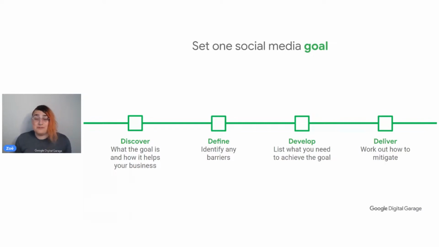And then we can deliver, which is work out how to mitigate the barriers that we identified. Maybe it's that our business name isn't very memorable. Well, we can change the name we trade under. We can have a bit of a rebrand, or we can put it in our social media handle. If I had a company that was called Zoe Incorporated and I sold biscuits, it isn't very clear from the name Zoe Incorporated that I sell biscuits. But maybe my Twitter handle could be Zoe Biscuits. Or the title of my Facebook page, Zoe Incorporated Quality Biscuits, or something like that.